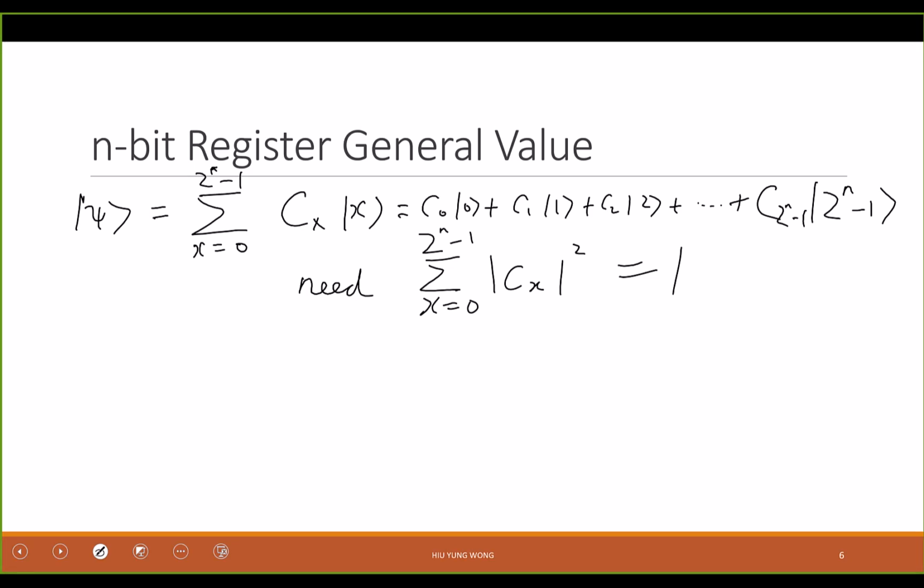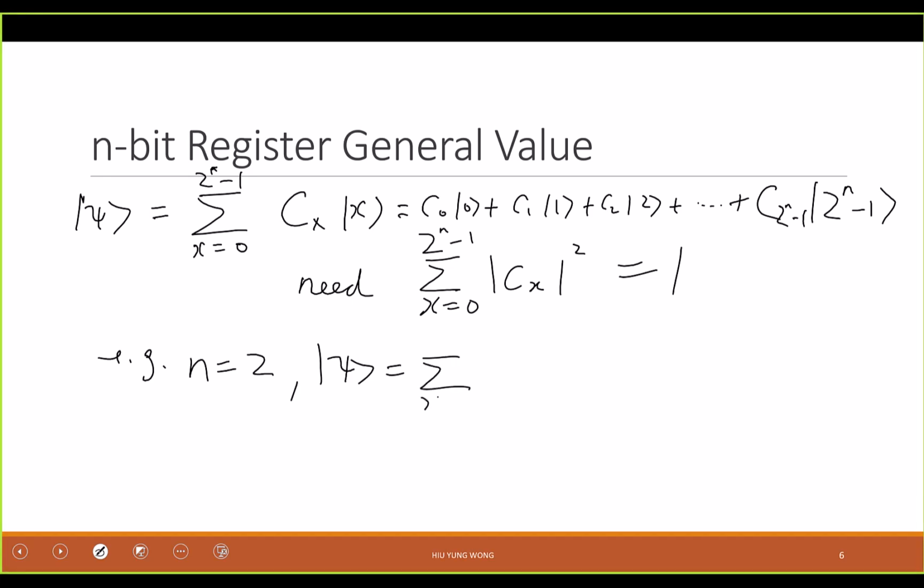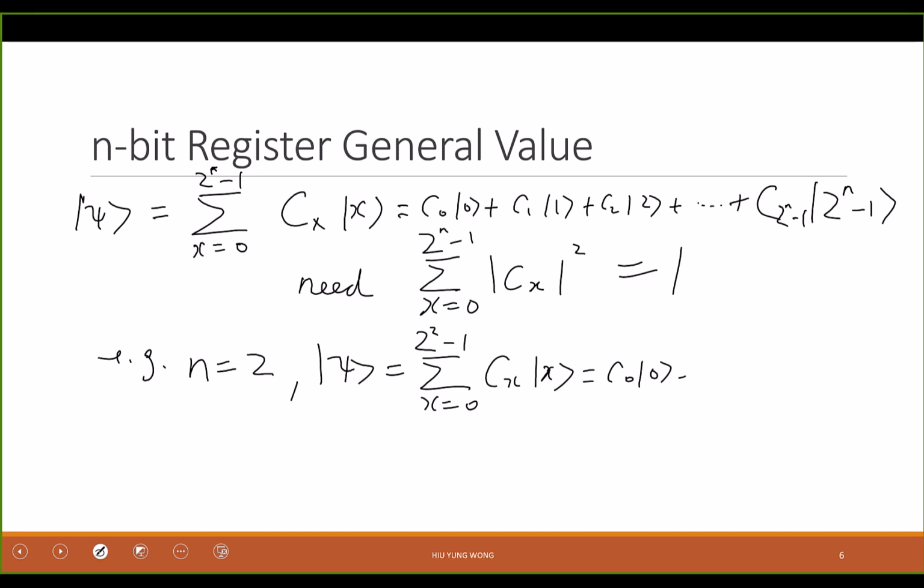I'll give you an example to make it easy. For example, n equal to 2, then psi can be, just an example, the summation of Cx |x>. I hope you try to play with this summation more. It is confusing. Do you agree? N becomes 2, right? And then it becomes Cx |x>, so it means this is C0|0> plus C1|1> plus C2|2> plus C3|3>.